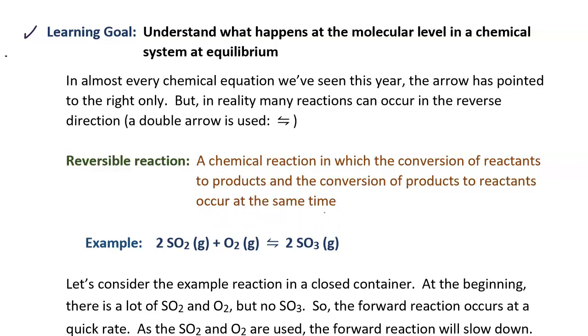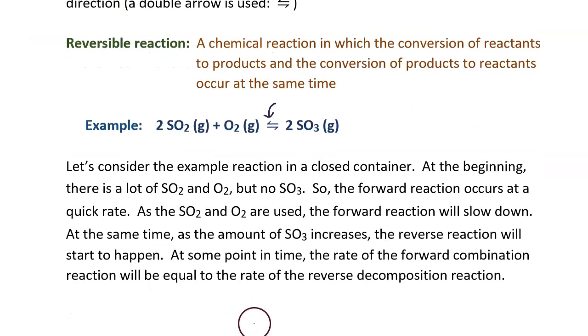Here's an example reversible reaction. 2SO2 plus O2 produces 2SO3. But notice the double arrow indicating that the two SO3 molecules can decompose, creating the two things on the left side. In the forward direction, this is a combination reaction. In the reverse direction, a decomposition reaction. Let's consider that example reaction occurring in a closed container.